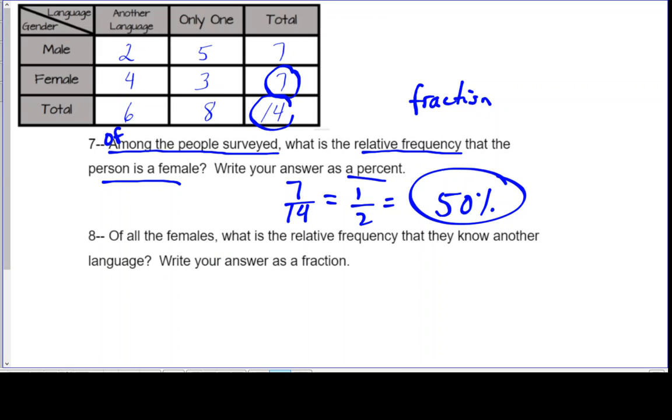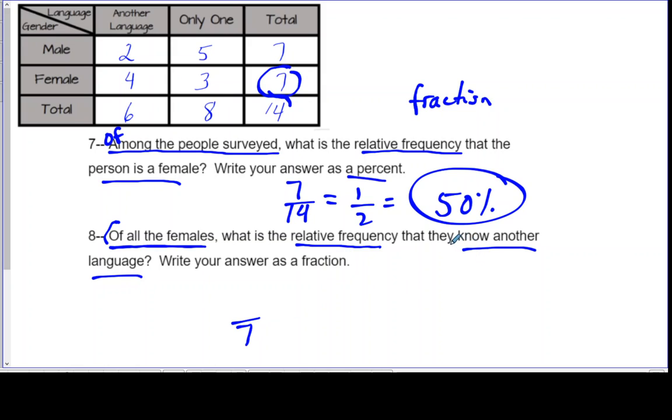And the last one, let's see what it says. Of all the females, what's the relative frequency that they know another language? Relative frequency means it's going to be a fraction. The word of is our clue for our denominator, of all the females. So we need the total number of females. The total number of females is 7.